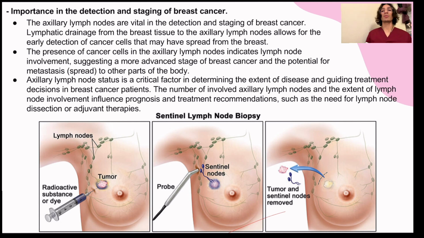Axillary lymph node status is a critical factor in determining the extent of disease and guiding treatment decisions in breast cancer patients. The number of involved axillary lymph nodes and the extent of lymph node involvement influence prognosis and treatment recommendations, such as the need for lymph node dissection or adjuvant therapies.